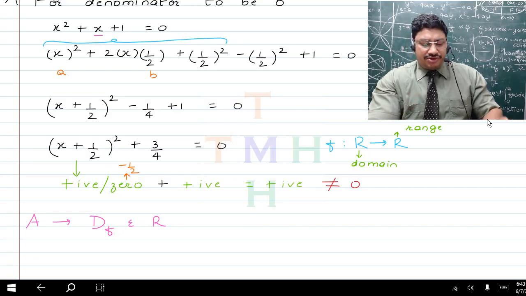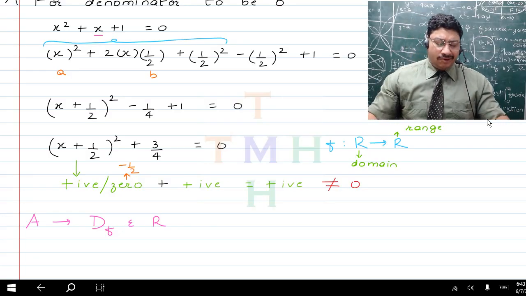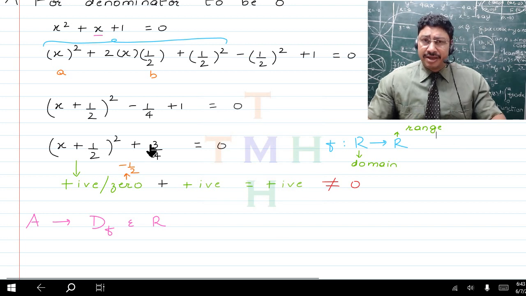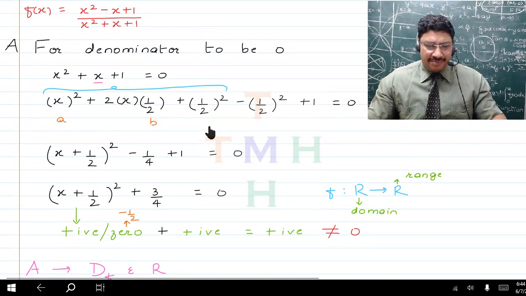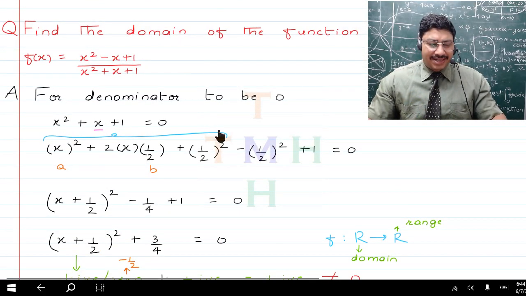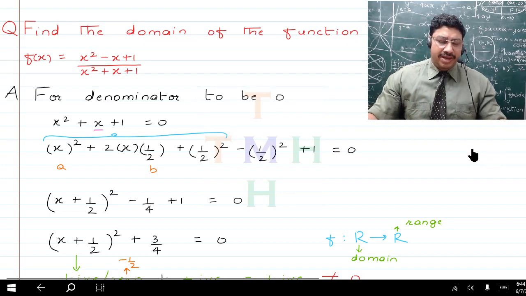Okay, so here children, this is how you find out the domain of a function, and this is going to be applicable in most of the sums. Obviously, with different sums there will be slight change of technique, which in times to come I will be telling you. So here I will quickly discuss as to how to find out the domain of a function.